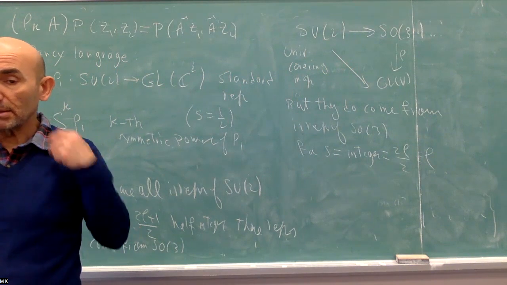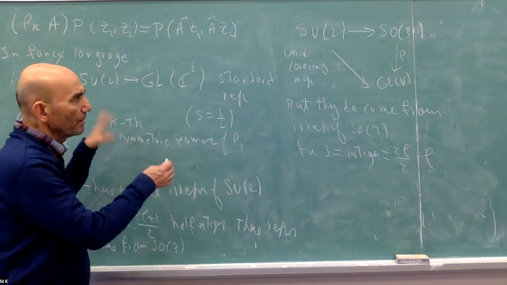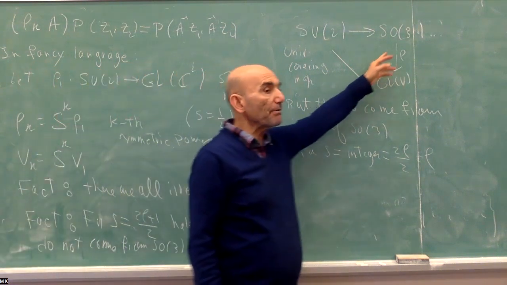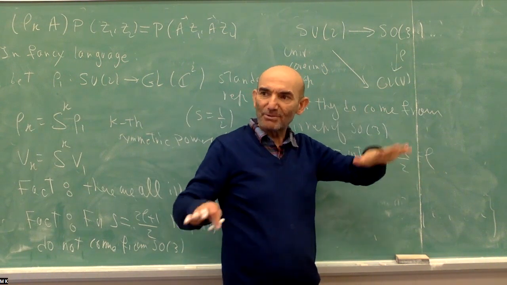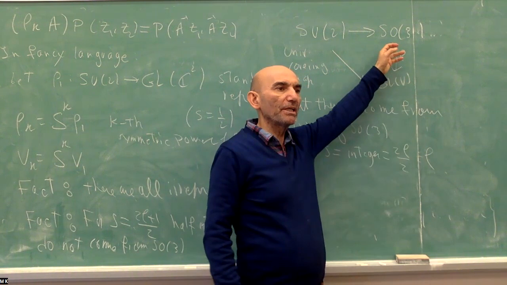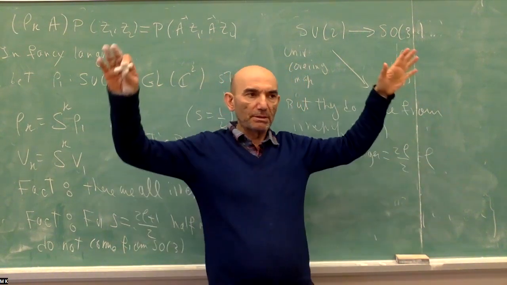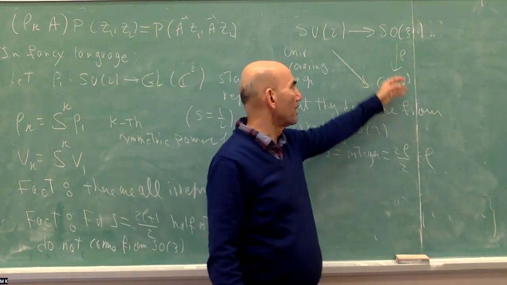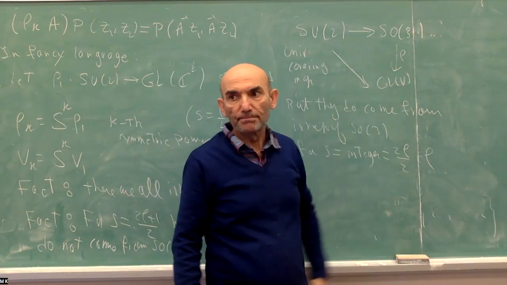So in fact, what happens is that this also classifies the irreps of SO3. There are half of them. The irreps of SO3 are just half of the irreps of SU2, only the integer spin ones.